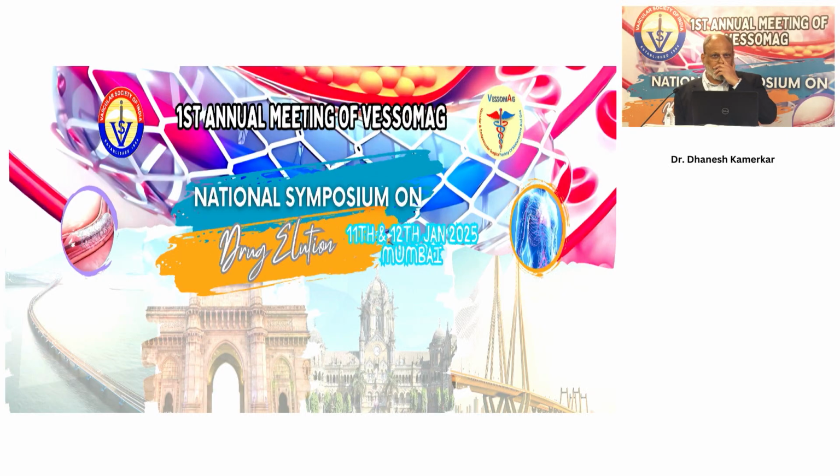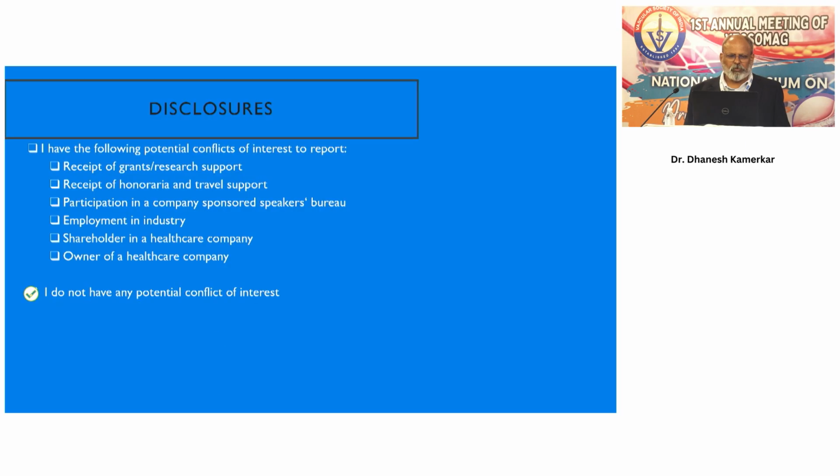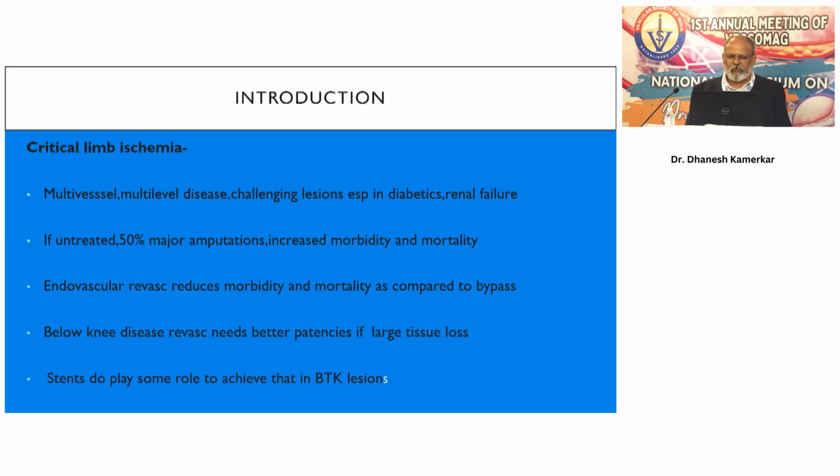So I'm going to share my experience of using stents in below-knee arteries. I have no disclosures. When we look at critical limb ischemia, it's a multi-vessel, multi-level disease with challenging lesions, especially in diabetes and renal failure. If untreated, almost 50% are major amputations, causing increased morbidity and mortality. Endovascular revascularization reduces morbidity and mortality as compared to bypass. And BTK disease revascularization needs better patencies if there is a large tissue loss. Stents do play some role to achieve this in below the knee lesion.